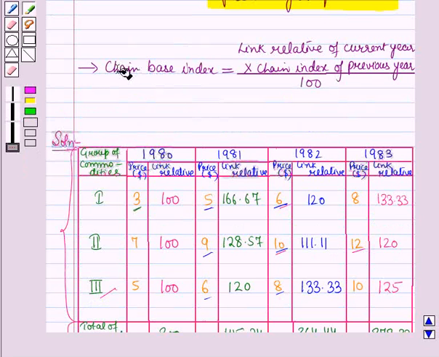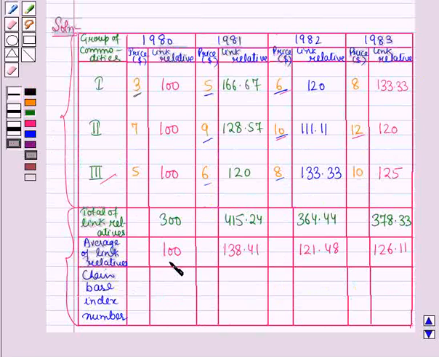Now for calculating the chain base index, we will use the result given in the key idea. The chain base index for the first year, that is the year 1980, is 100. Then for the year 1981, the chain base index will be the link relative of the current year, that is 138.41, into the chain index of the previous year, which is 100, whole upon 100. So this is equal to 138.41.